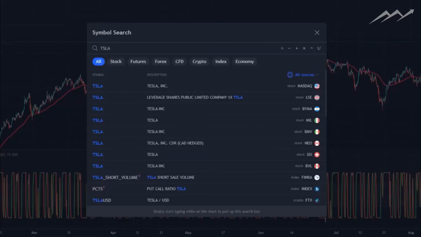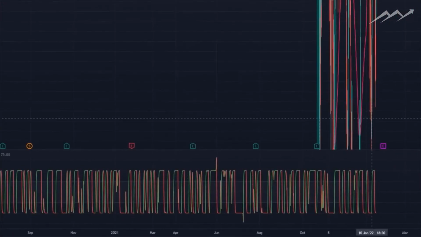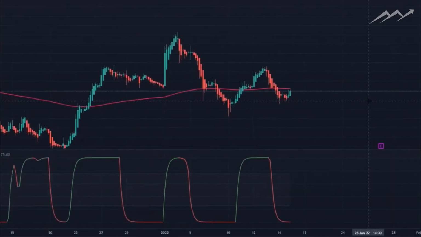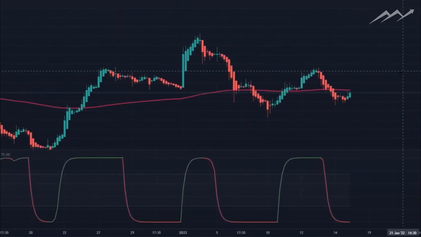Finally, let's take a look at how this trades on stocks. Now honestly, I'm not sure how this will trade on stocks. Forex and cryptocurrency are very, very different. But let's take a look regardless.